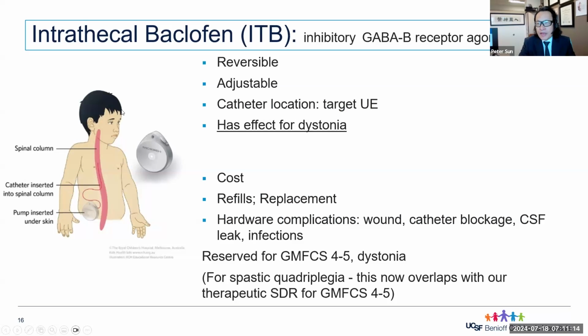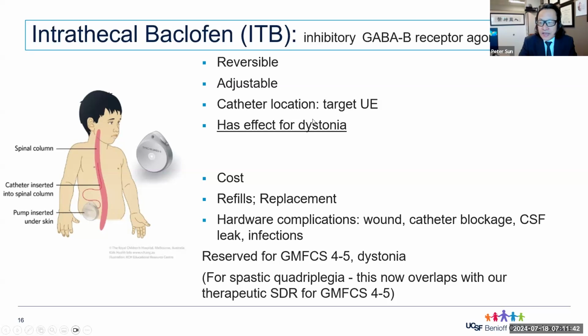Moving on to intrathecal baclofen. Baclofen is an inhibitory GABA receptor agonist, which reduces spinal reflex. The drug can be delivered by pump through an intrathecal catheter directly into the intrathecal space, so we're not taking it orally to affect overall systemic issues. It is reversible, it is adjustable.